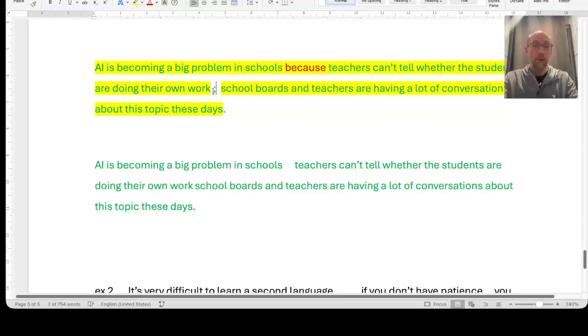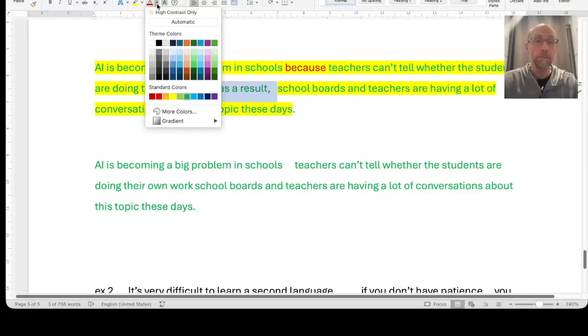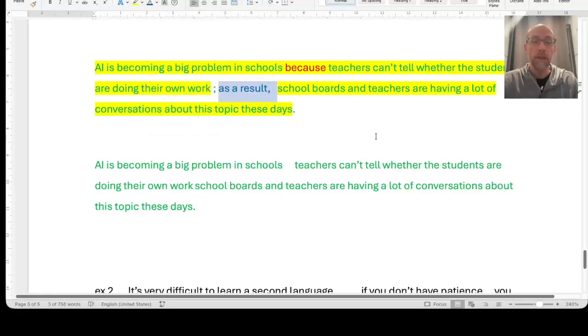We could put a semicolon. We could put some kind of connector word, like "as a result," right? I could do a little conjunctive adverb. I think I was making those blue, right? That's good. I could also try to just use a semicolon.